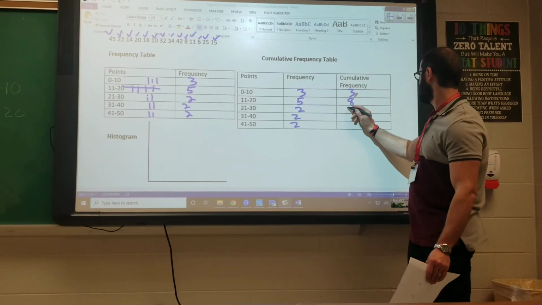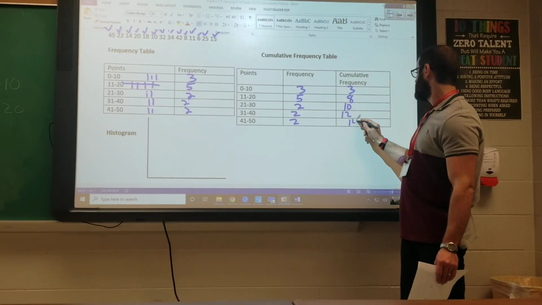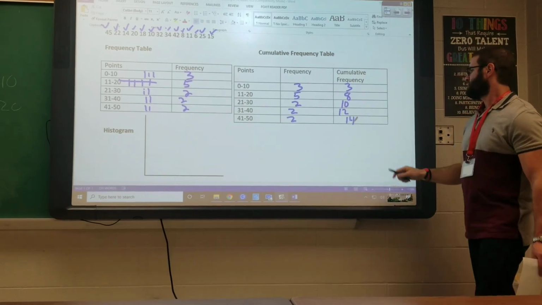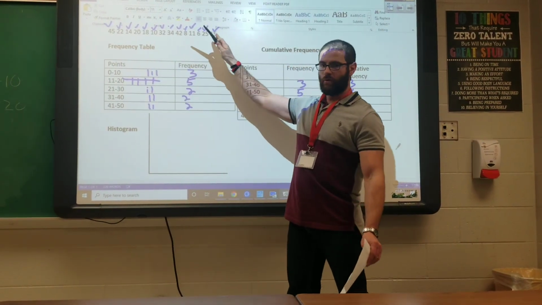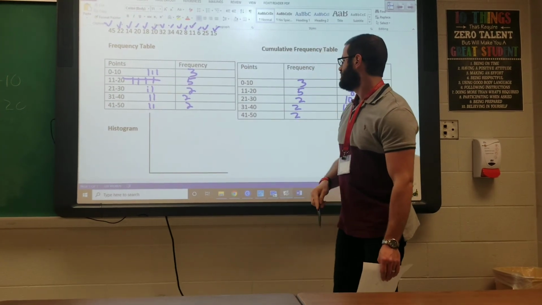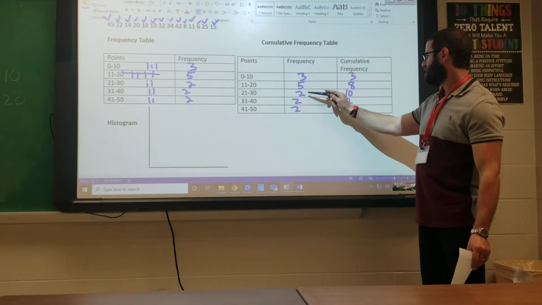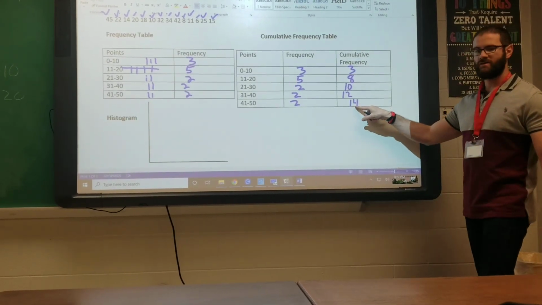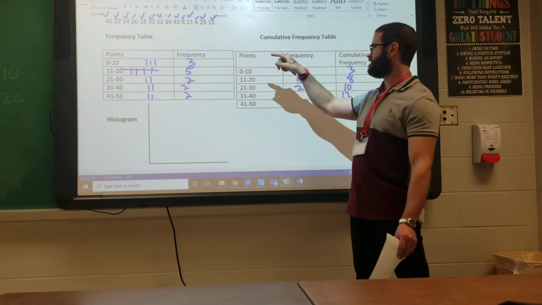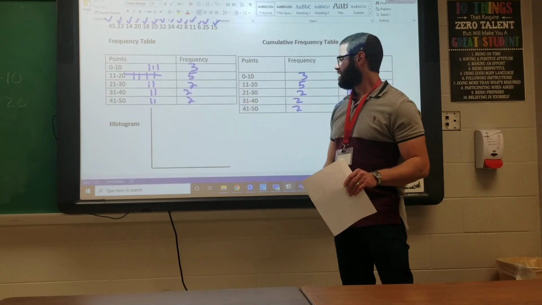8 plus 2 is what? 10. Plus 2 is 12. Plus 2 is 14. That's the cumulative frequency. Okay, and it makes sense that we end up with 14 because we have 14 data points. So again, if we add these numbers up, 5 plus 3 is 8, plus 6, so that's 14. So this number should always be the sum total of the number of values you have.